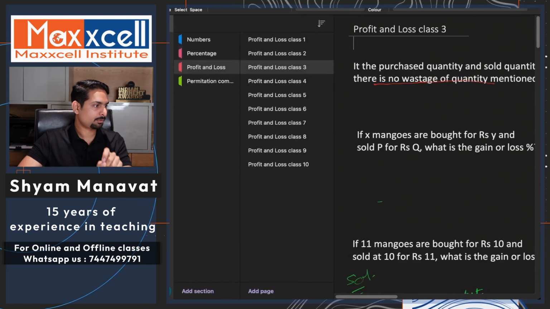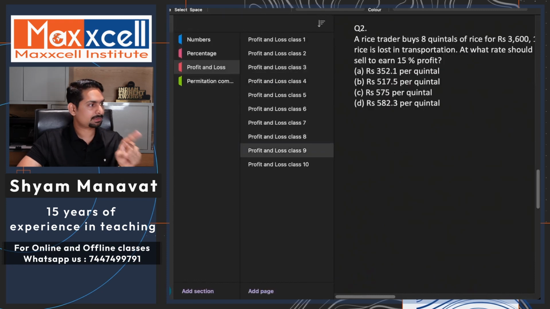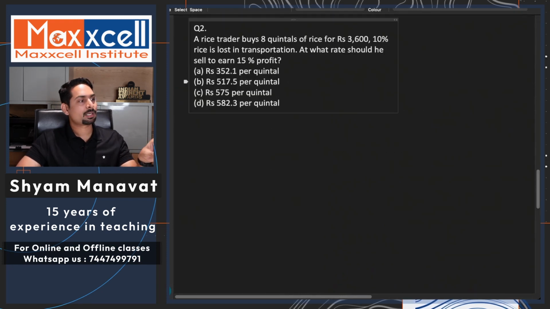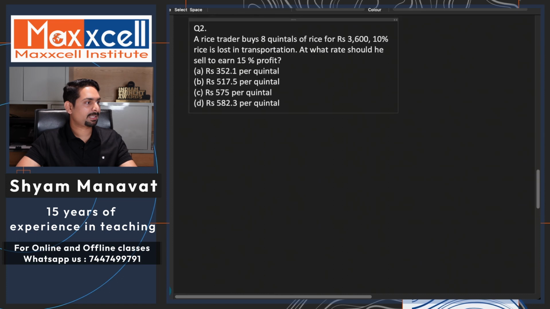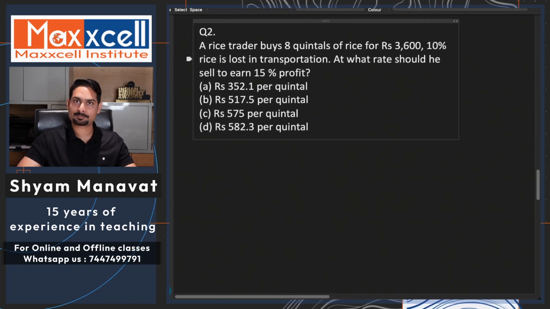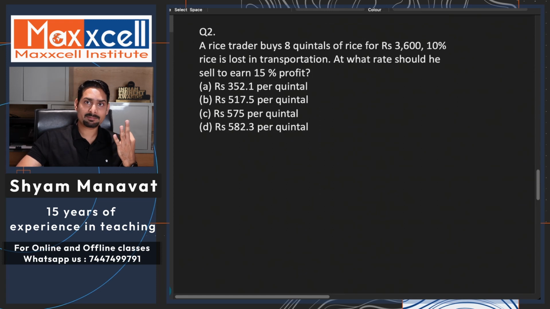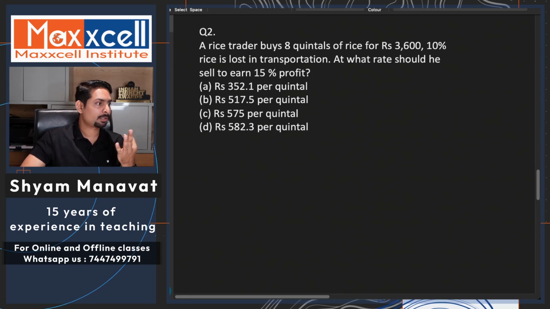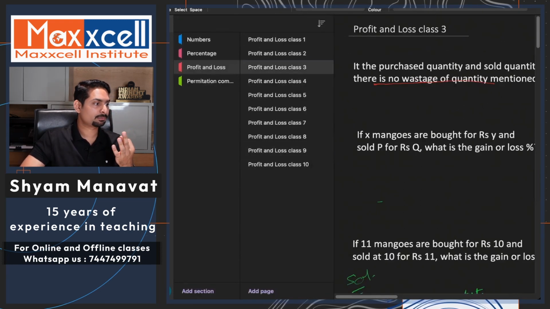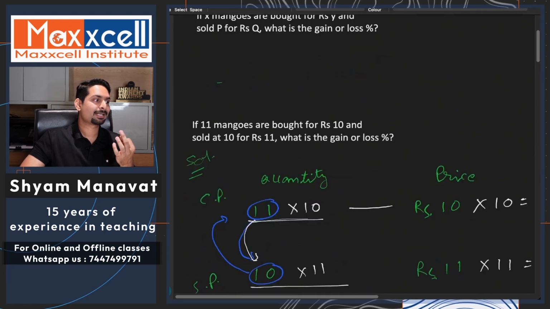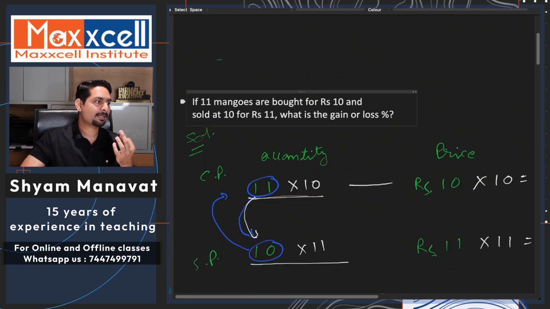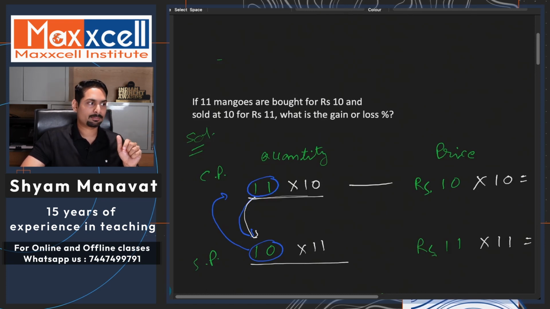So today is the day. This is the question where we have wastage of quantity and then we are going to solve with that. In lecture number 3 we have seen questions where there was no wastage mentioned. 11 mangoes bought at 10 and 10 mangoes sold at 11. No wastage of quantity mentioned. In such case, how to find the profit or loss percent.